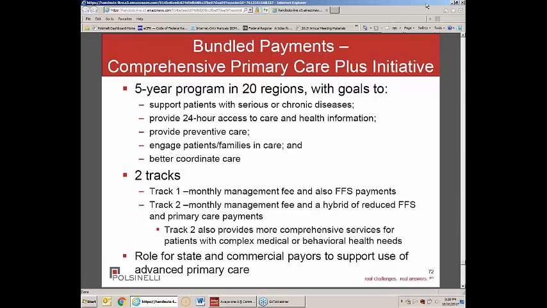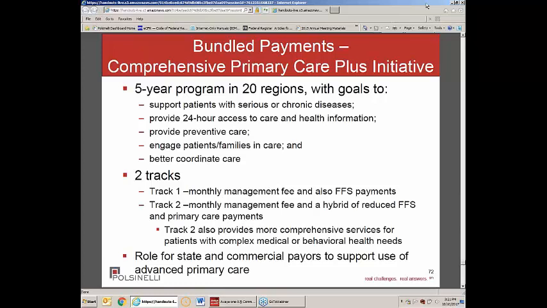We also have the Comprehensive Primary Care Plus initiative, which is a 5-year program in 20 regions, which is supposed to support patients with serious or chronic illnesses, provide greater access to care and health information, provide preventative care, engage families, and better coordinate, and really trying to get the primary care model up and running again and getting those folks much more engaged in care of patients with those illnesses.